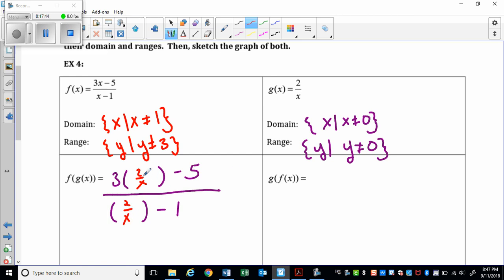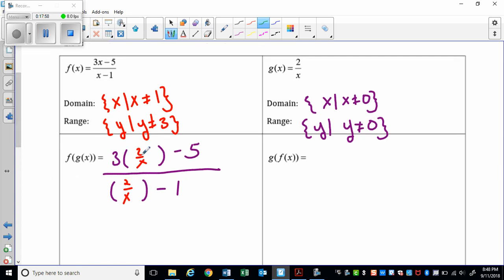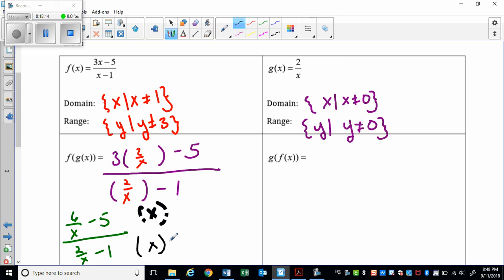What we do to get rid of x's in the denominator is we're going to multiply the top and the bottom by x. And we do this often. I know you guys have seen this in Algebra 2 to get rid of the denominator. So I'm just going to show you this simplified. This is 6 over x minus 5 divided by 2 over x minus 1. I'm going to multiply the top and the bottom by x. Ooh, sorry. And then this gives me 6 minus 5x divided by 2 minus x, right?